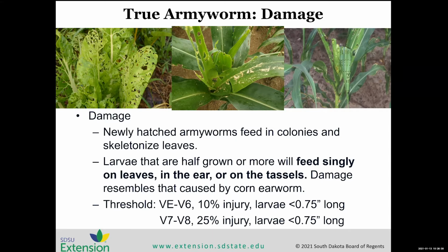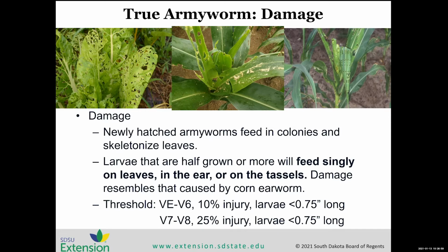Threshold for these guys from VE to V6: if you go out into your field and average 10% defoliation of your corn plants and the larvae are less than 0.75 inches long, you might want to think about treating. And then later on, the corn plants are larger, they can tolerate more injury. From V7 to V8, 25% average injury, and larvae are less than 0.75 inches long.